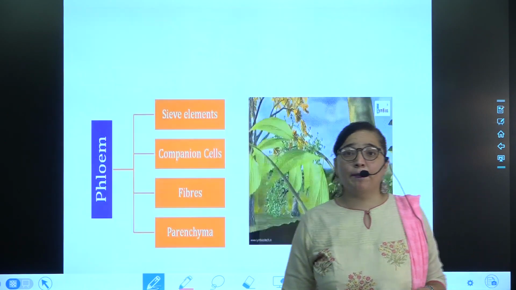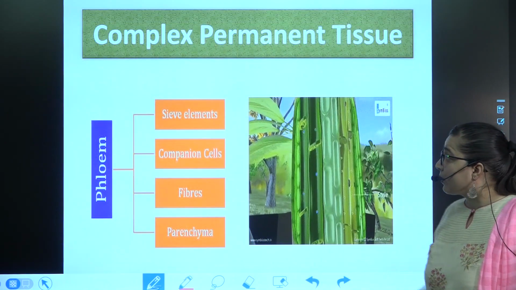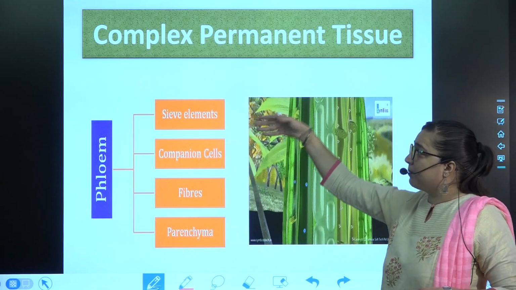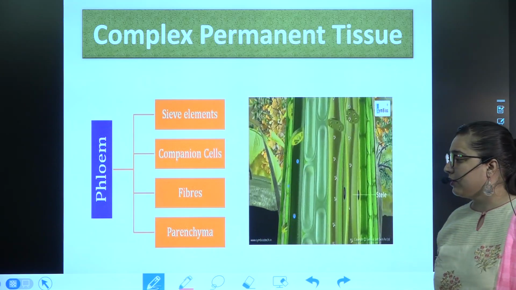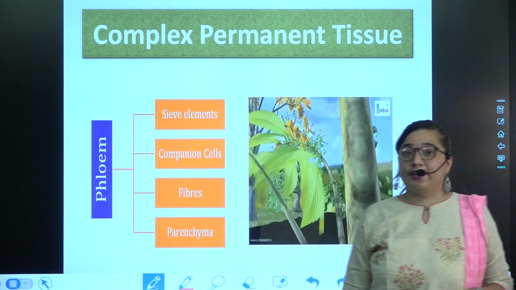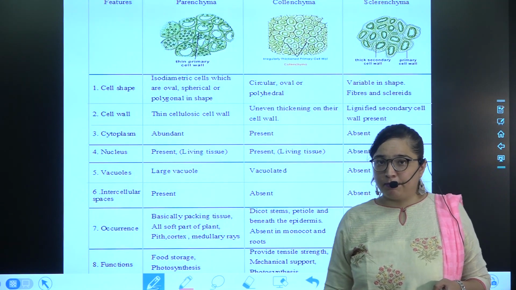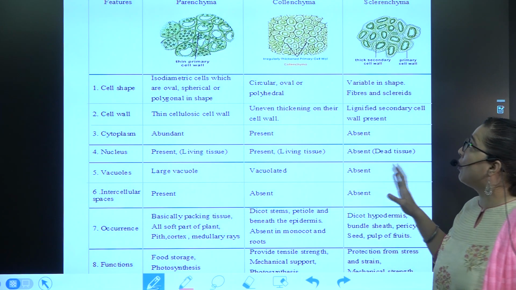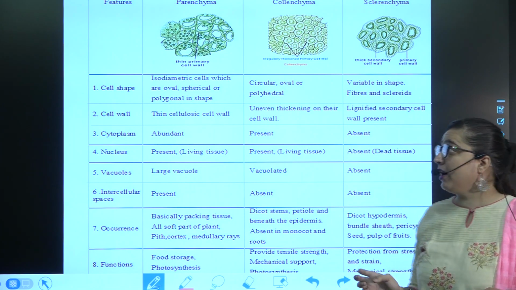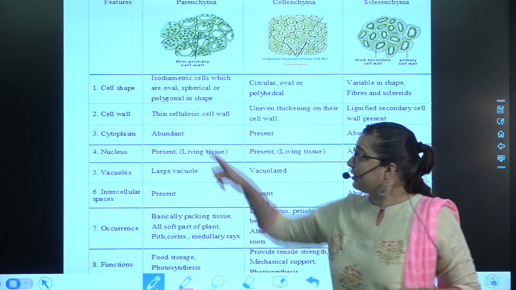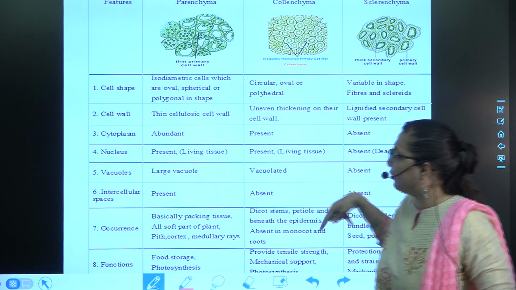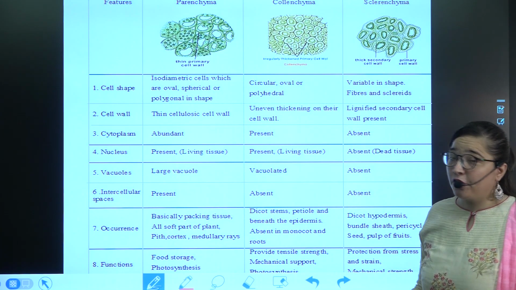Next, phloem parenchyma and fibers, companion cells and sieve tubes. Okay. Then we had a discussion regarding all the simple permanent tissues, that is parenchyma, collenchyma and sclerenchyma. These are the points which you have to remember, then the further things will become very easy for you.